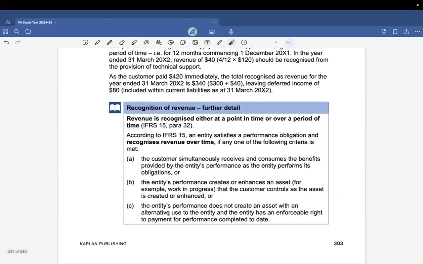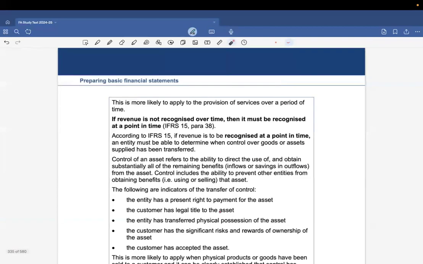Understood? Next is: the entity's performance does not create an asset with an alternative use to the entity, and the entity has an enforceable right to payment for performance completed to date. The third is the bespoke things that you order. Okay, bespoke means it is personalized for your own use. Clear? So you have to give an advance, if you have looked towards it. If you're going to tailor your dresses, that dress couldn't be worn by someone else, right? So you're going to give some advance for them, right? So that is here. Okay. So any personalized products that you're going to offer, you can recognize the revenue as and when it is completed.